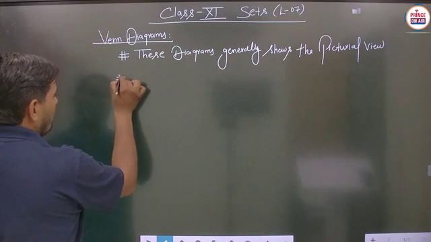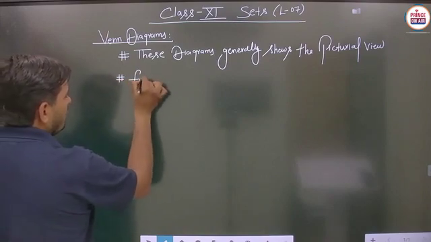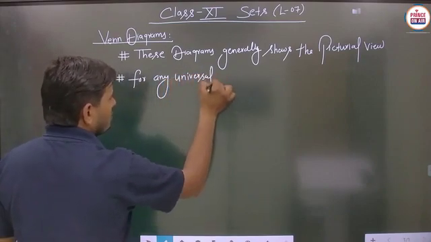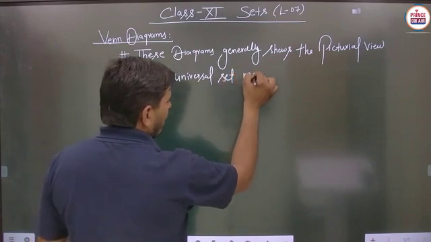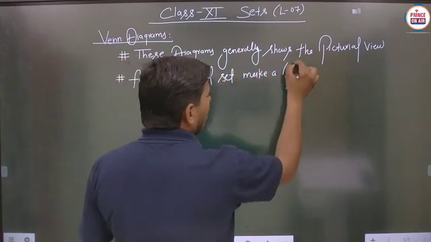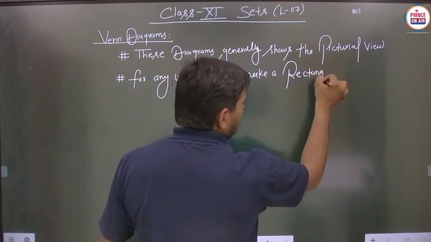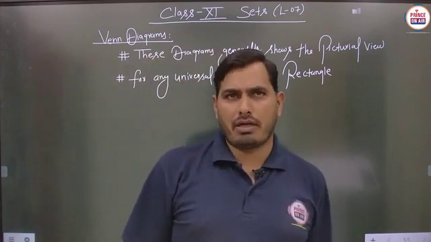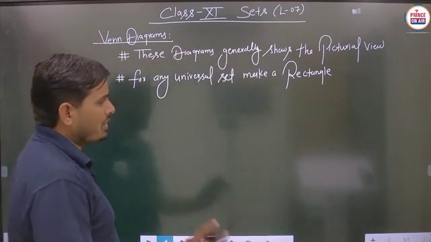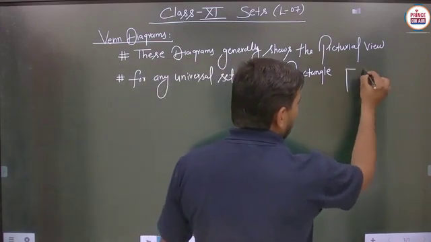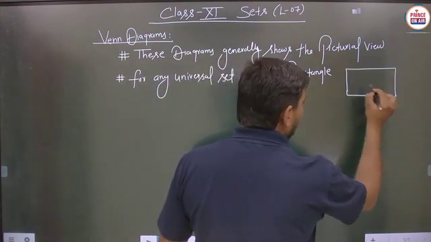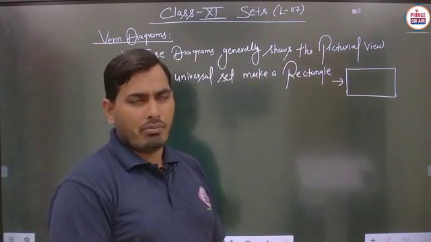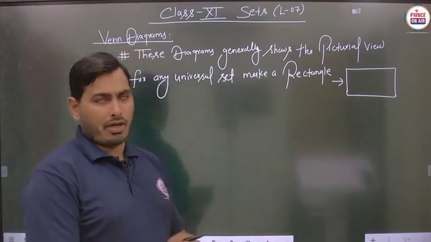Now the very important part: for any universal set, make a rectangle. Is it clear? Means the particular rectangle type of figure is to be made for any universal set. So the very basic diagram, and I think each and every student knows very well about the rectangle. So this type of rectangle is to be made for the universal set. Means to represent any universal set, basically we have to use the rectangle figure. Is it clear?